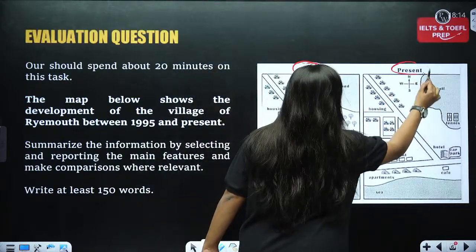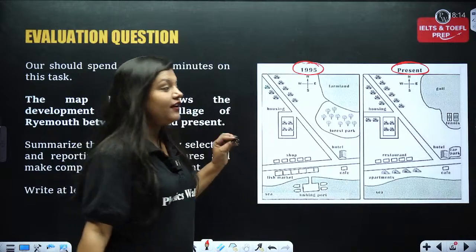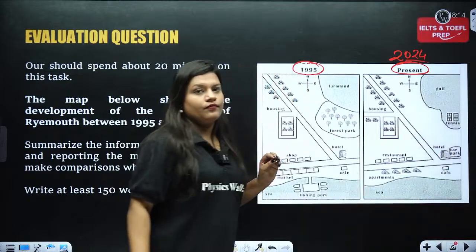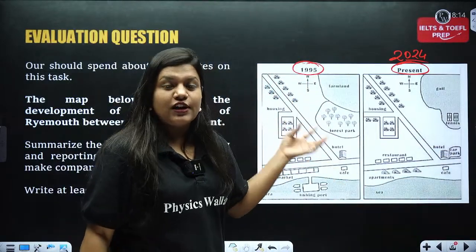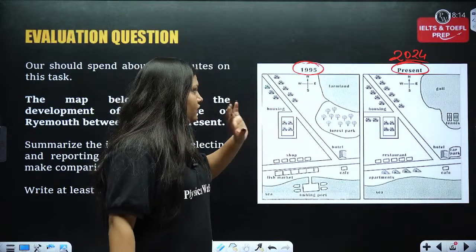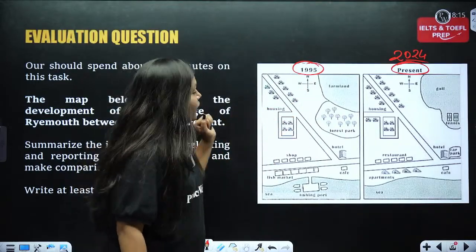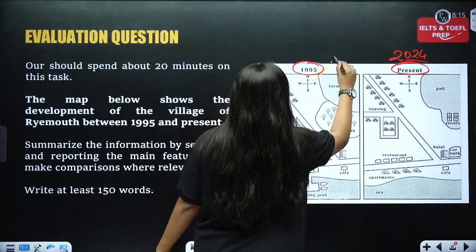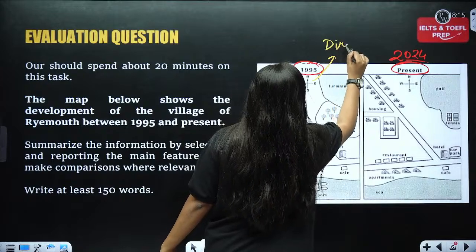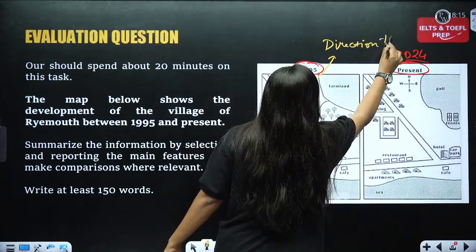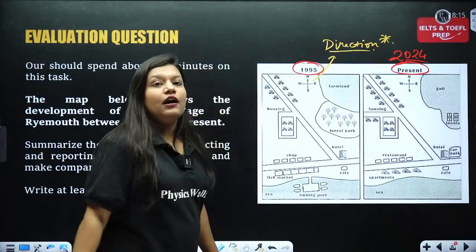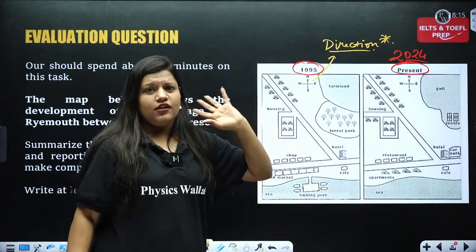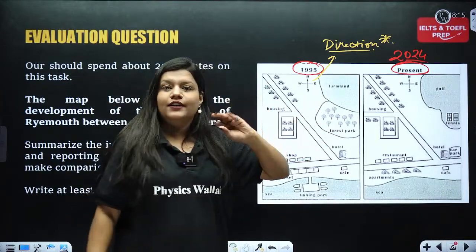1995 and present. Now this present means the present year that is going on, which is going to be 2024. If no year is mentioned and it's written present, it means you have to write the present year that is going. So that's a normal common sense. Anyways, one thing I would like to tell you is direction is very important. Whenever you are going to encounter a map question, majority of the time you are going to get the direction in the map itself.